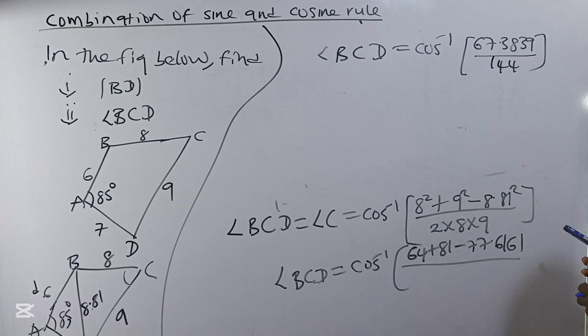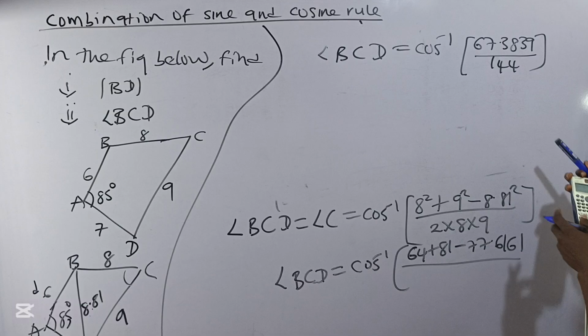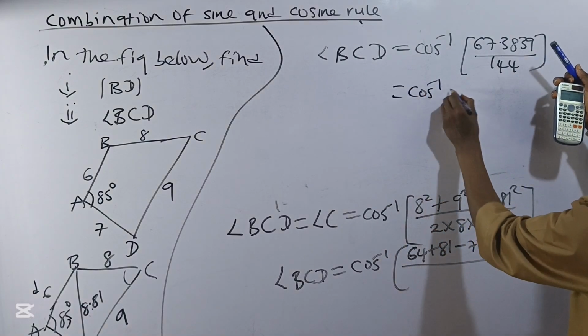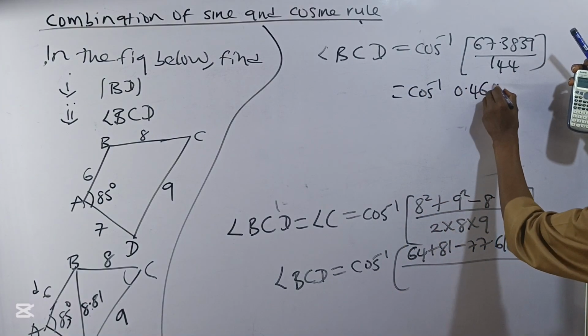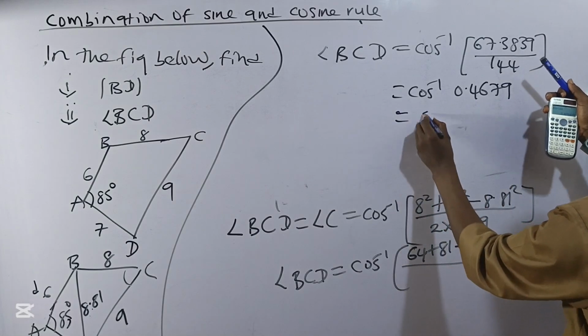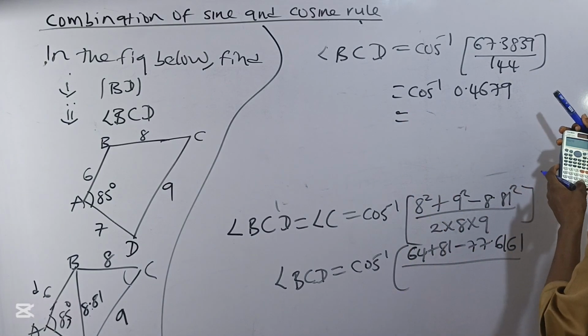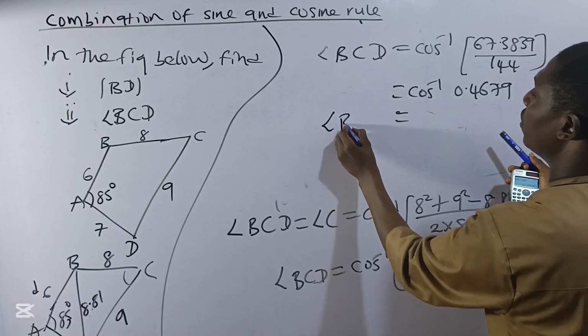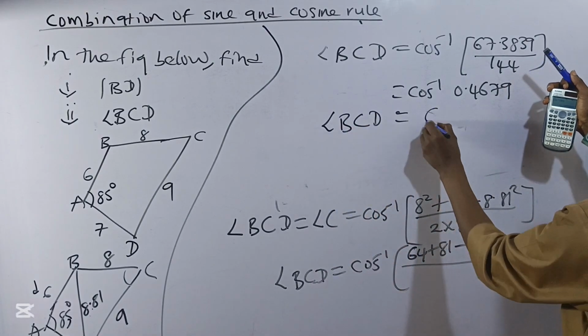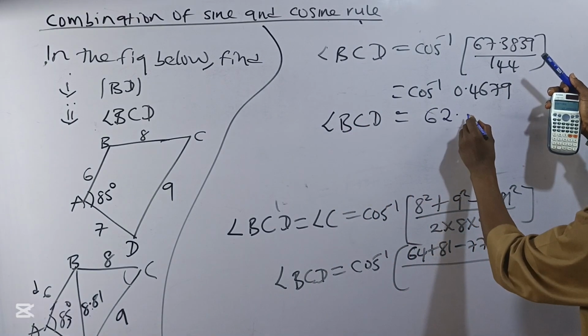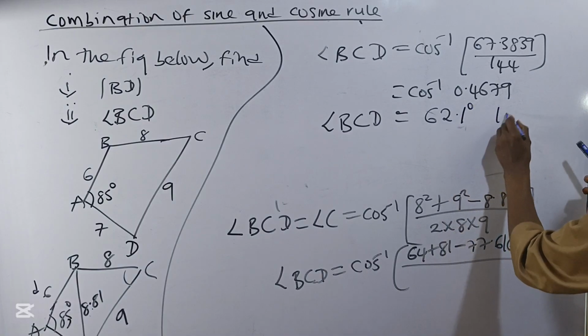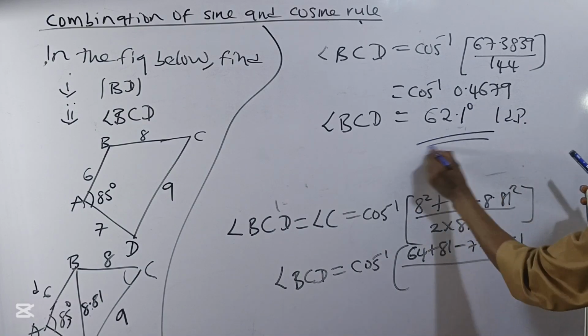So let's verify this top. 8 square plus 9 square minus 8.81 square, giving me, yeah. So if I divide by 144, I will have cos inverse of 0.4679, which equals, so my angle BCD finally will give me 62.1 degrees to 1 decimal point, and this is my answer.